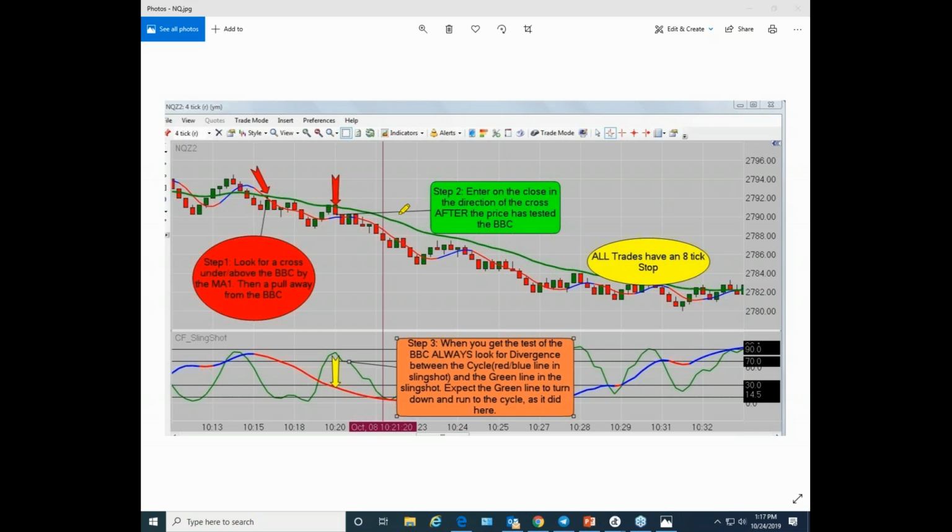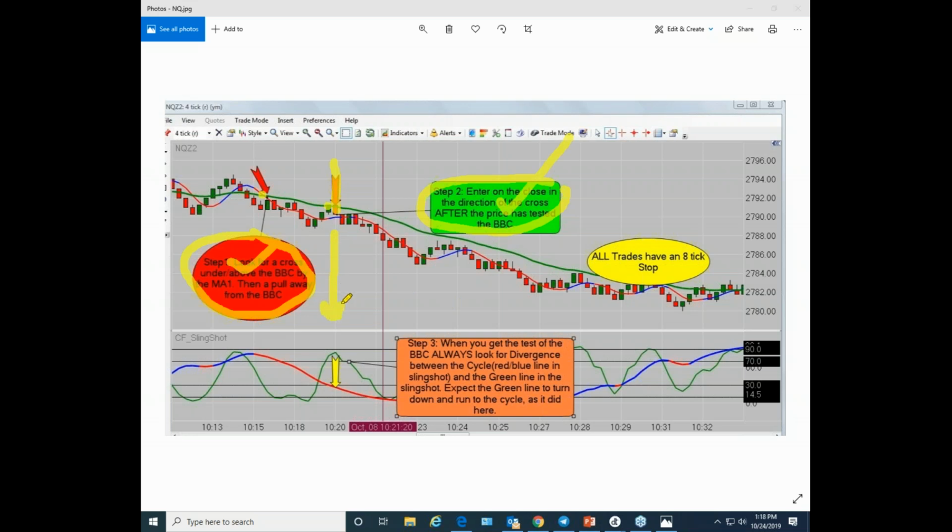okay? So again, step number one is the cross. That's step number one. Step number two, we're looking for a test of the BBC. We look for the touch and then the close in the direction of the trend. MA1 is red. We have a red candle. Step one, step two, checked off the box.